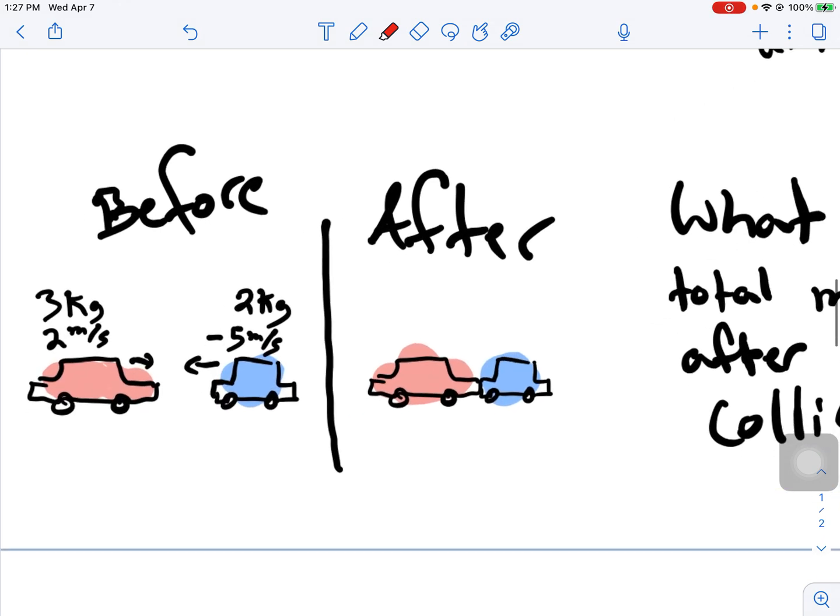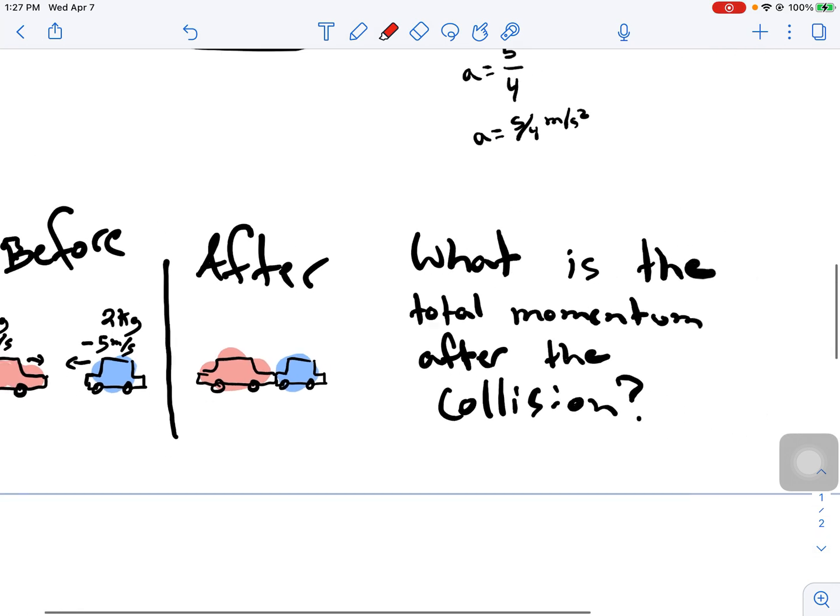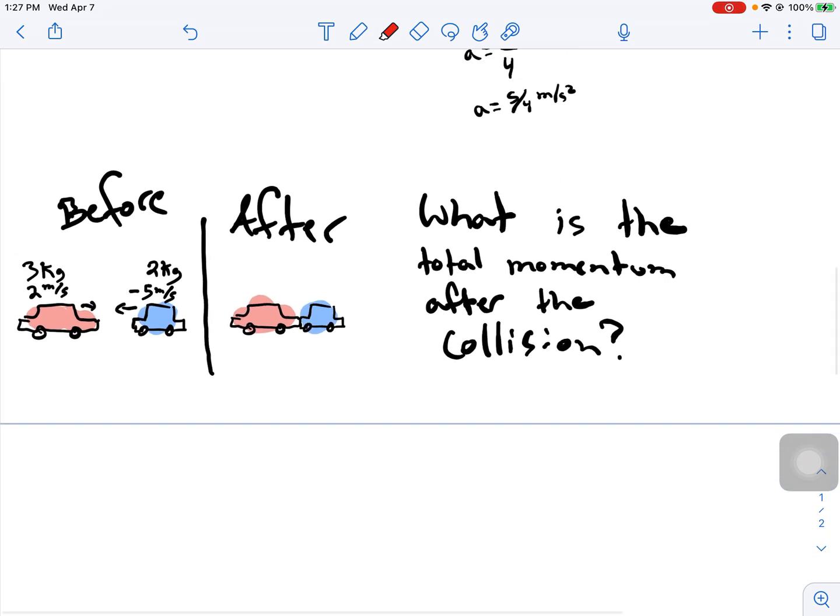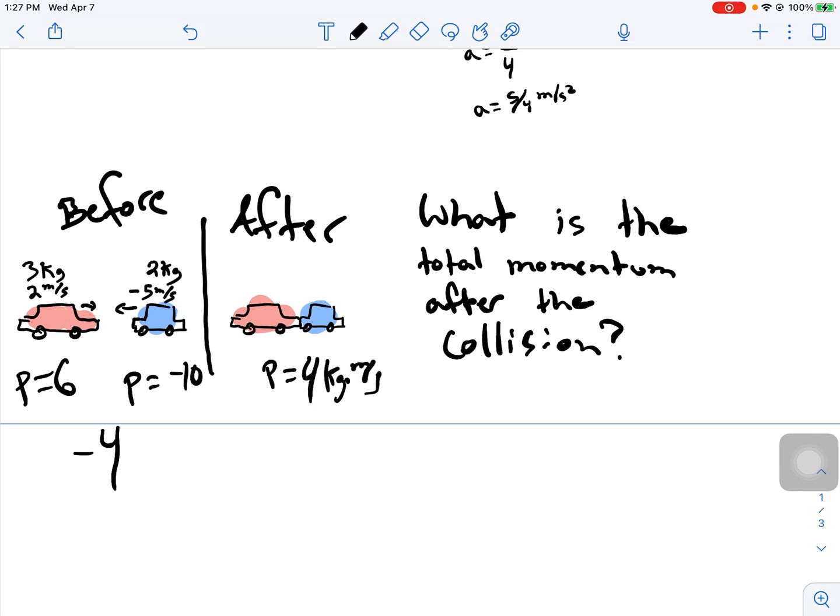Last example. We have these 2 carts, they collide. What is the total momentum after the collision? Well, if we got this one car, P equals m times v, so the momentum of the red car is 3 times 2, which is 6. The momentum of the blue car is 2 times -5, which is -10. Add those together to get the total. We know that the momentum after the collision has got to be 4 kilograms times meters per second.